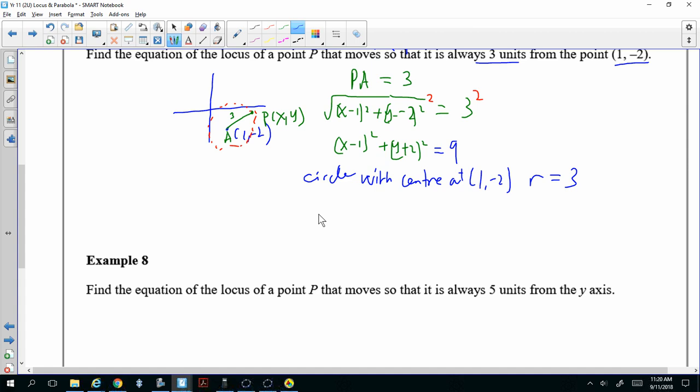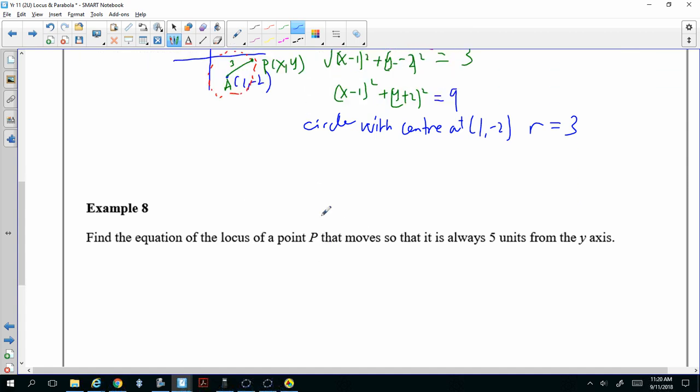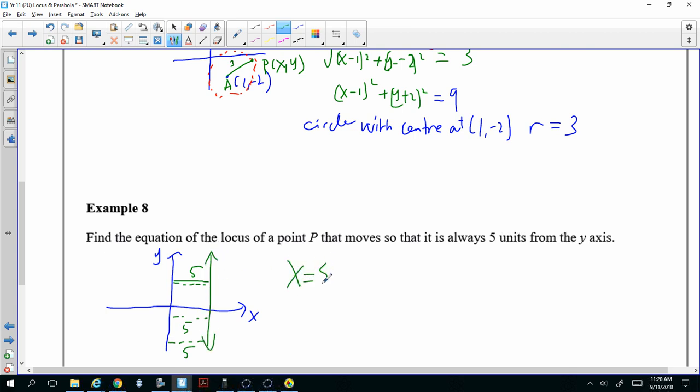Find the equation of a point so that it's always 5 units from the y-axis. So the best way is to draw it. The point always moves so that it is always 5 units from the y-axis, right? So what do you expect to get? You get a vertical line, x equal to 5. Are there other possibilities? You can get minus 5 if you go in the left direction. It doesn't say which way, just 5 units. So basically x equal to plus or minus 5. All right, 2 equations. All good?